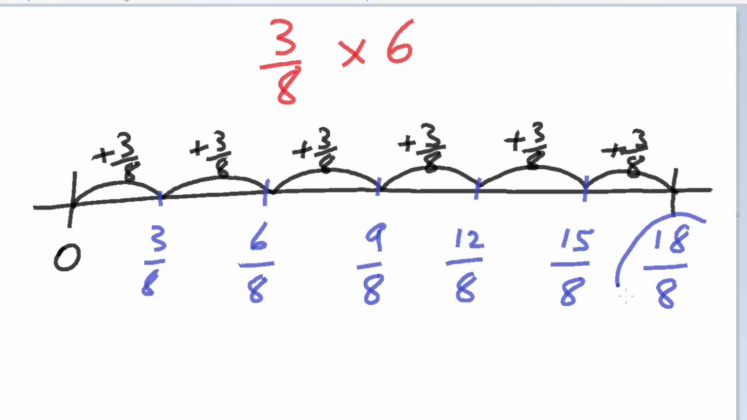That's right. So we have 3/8 times 6 is equal to 18/8. Do you notice something about that number? That's right. It is a fraction larger than 1. So this can actually be converted into a mixed number.